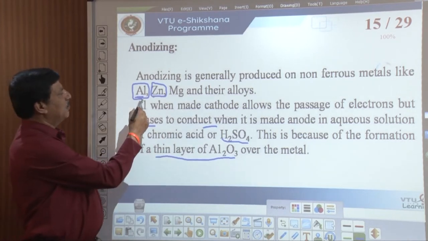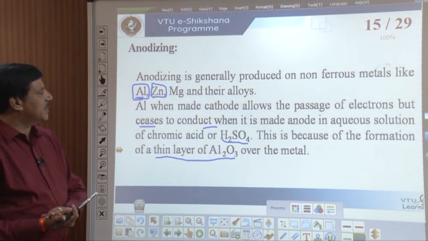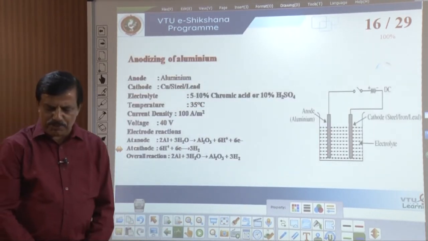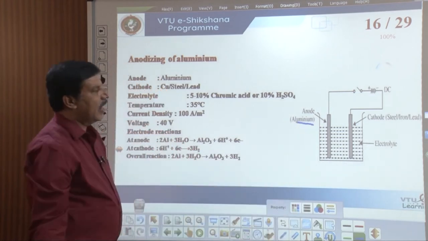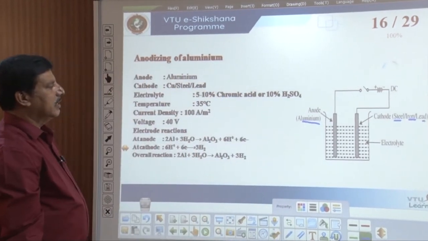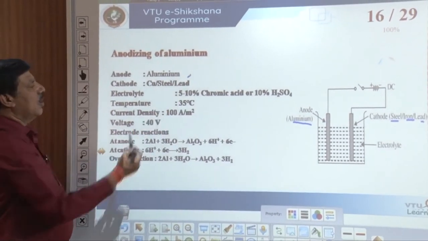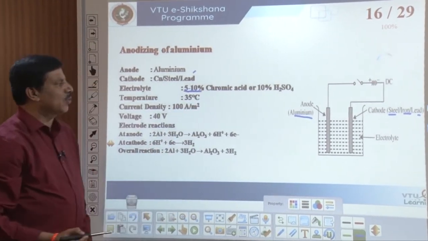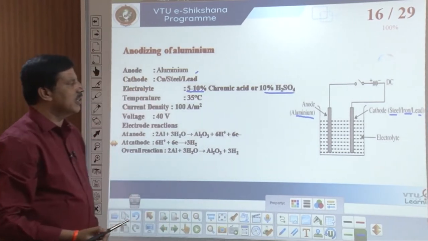Okay, this is an example: anodizing is generally produced on non-ferrous metals like aluminium, zinc, magnesium and their alloys. Now, anodizing of aluminium: the anode is aluminium, and the cathode is steel, iron or lead. Then there is an electrolyte, and this is a battery with DC supply. If you use 5 to 10% chromic acid, you get a thin layer. If you want a strong layer, you have to use 10% sulfuric acid.